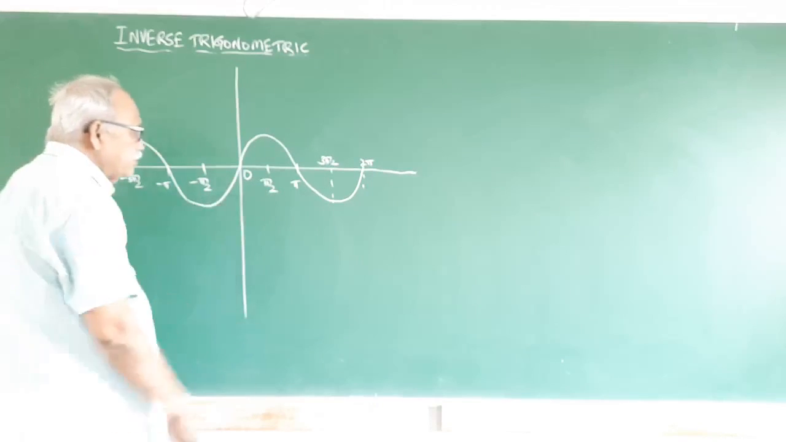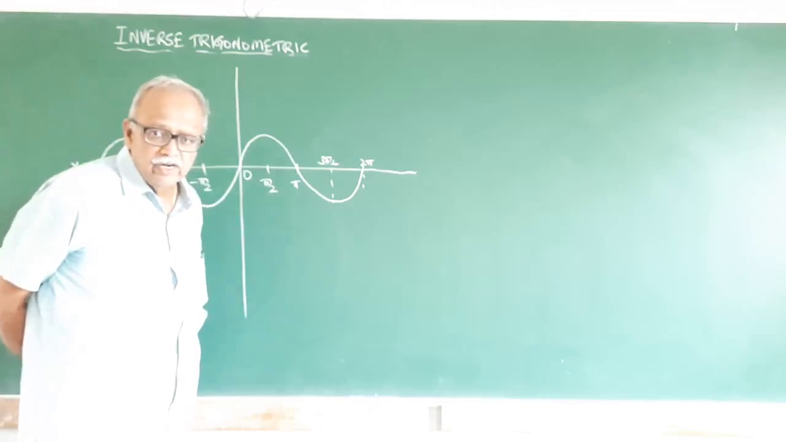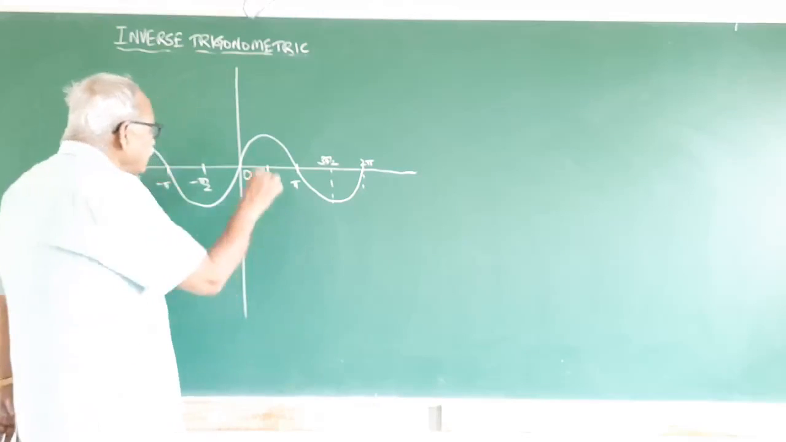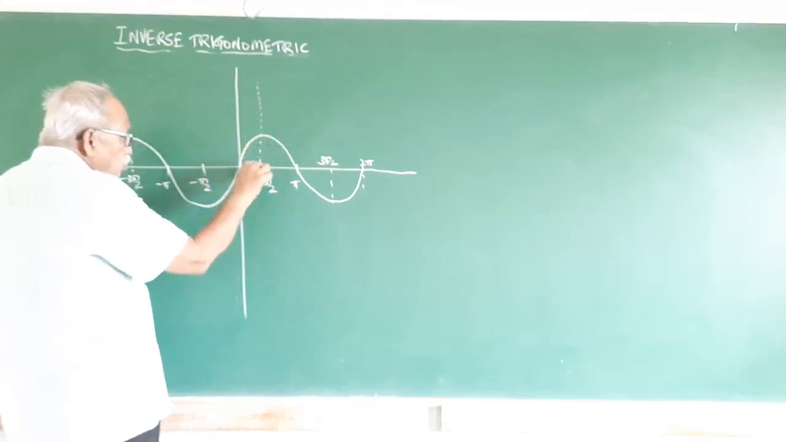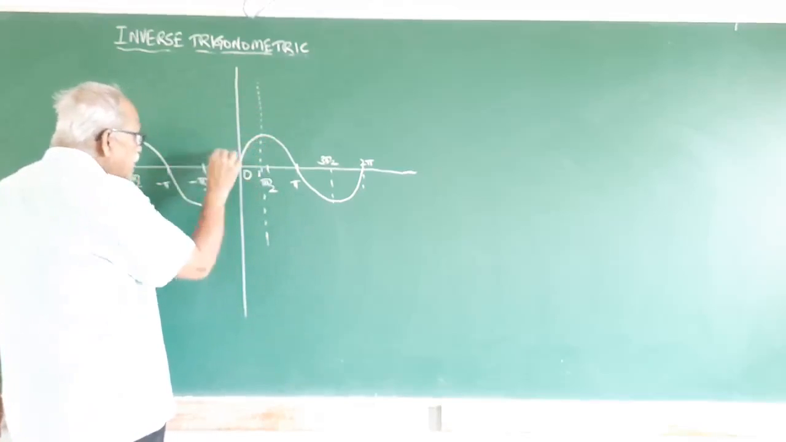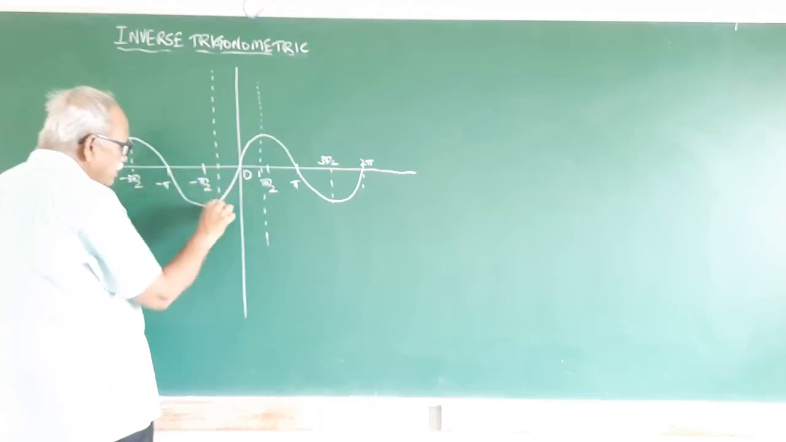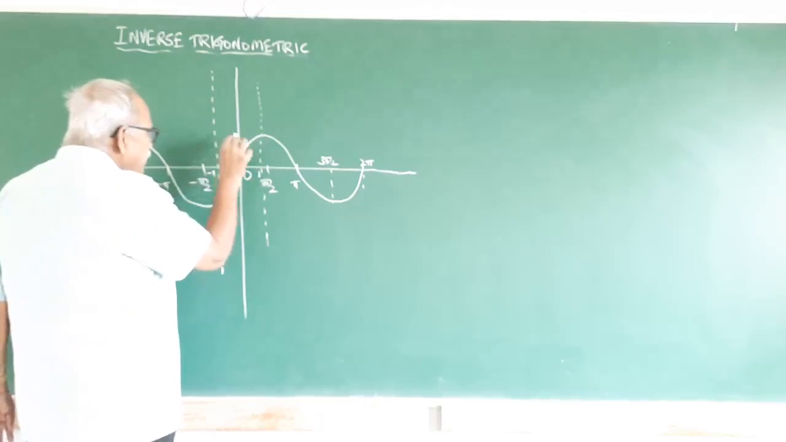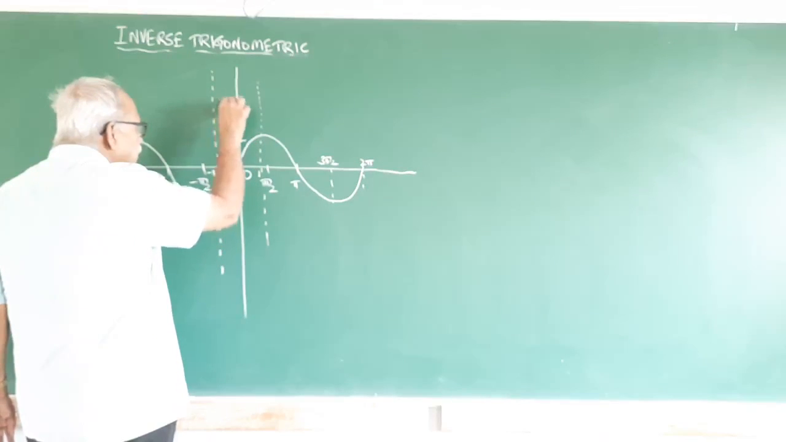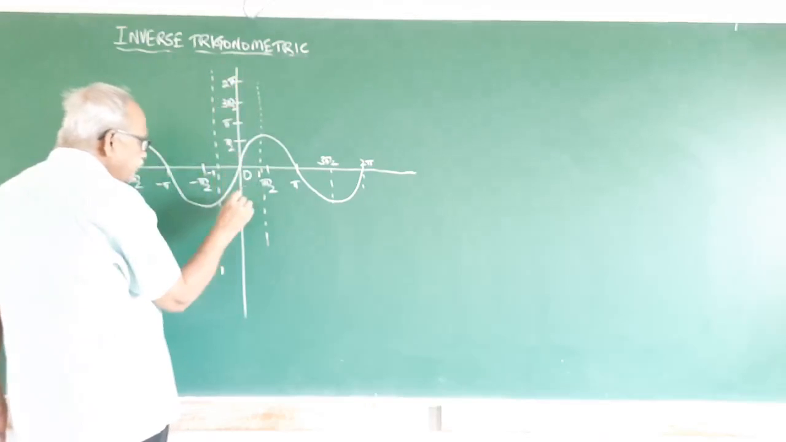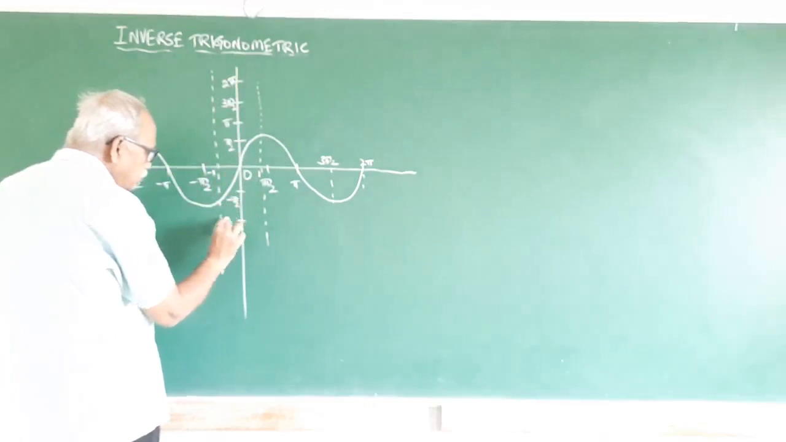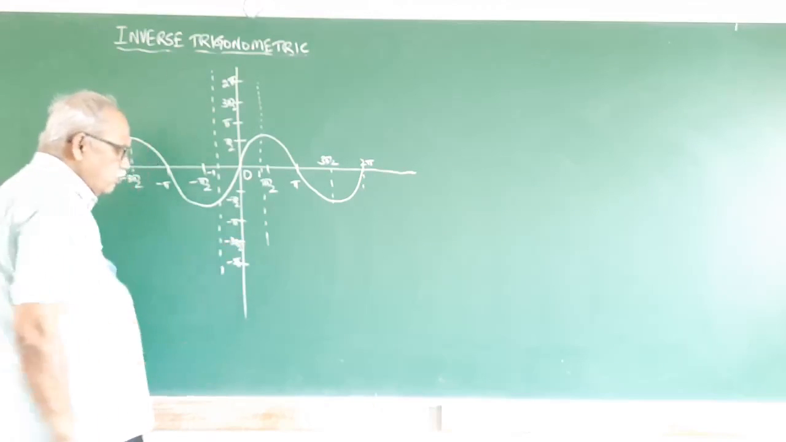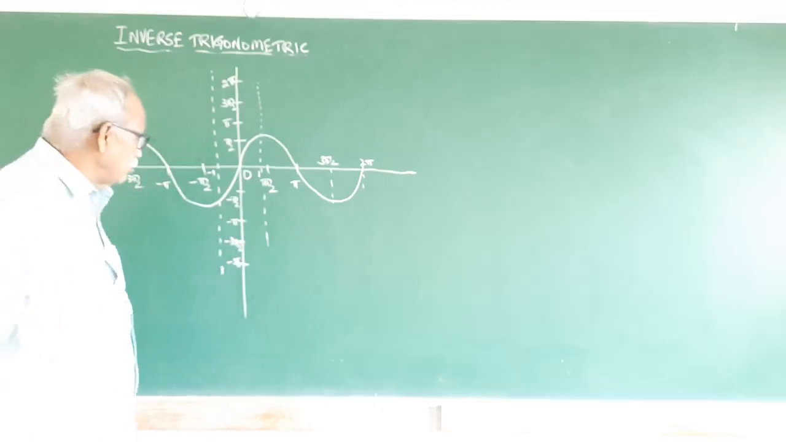Now what is the pi by 2 number? It is 1.57. This is minus 1.57. For the sine inverse graph, we should take only 1. So this is 1 and this is minus 1. So within that we have pi by 2, pi, 3 pi by 2, 2 pi, minus pi by 2, minus pi, minus 3 pi by 2, minus 2 pi. So the sine inverse graph I am going to draw.